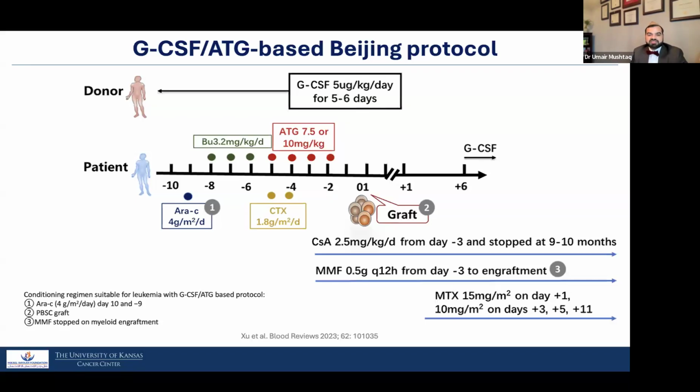And outcomes are comparable in modern studies that are coming from China. But again, the infectious complications, poor immune reconstitution, and relapse rates are high. And depending on which studies you look at, GVHD rates are also higher, in the 30 to 50% range.